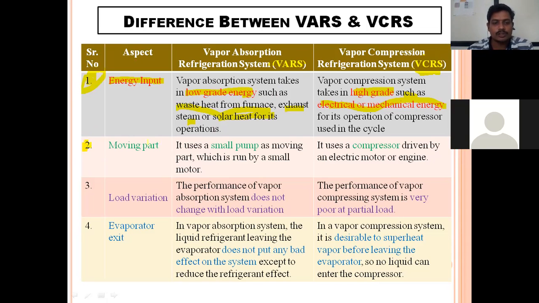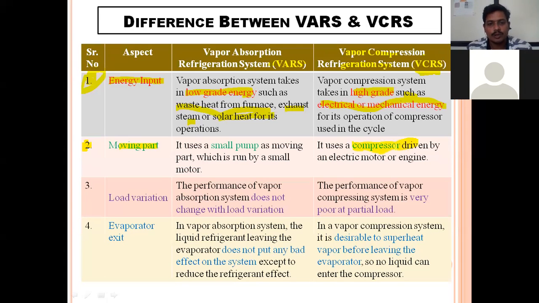Now the second difference is based on the moving parts. In the vapor compression refrigeration system, the compressor consists of a number of moving parts, and it can be driven by an electrical motor or engine. As the compressor has a number of moving parts, the chances of leakage of refrigerant in vapor compression refrigeration systems are much higher.